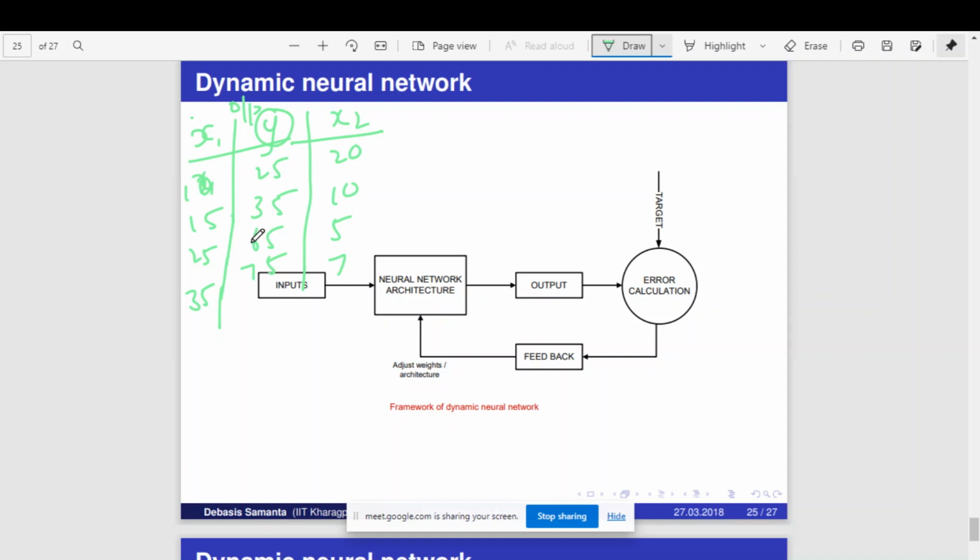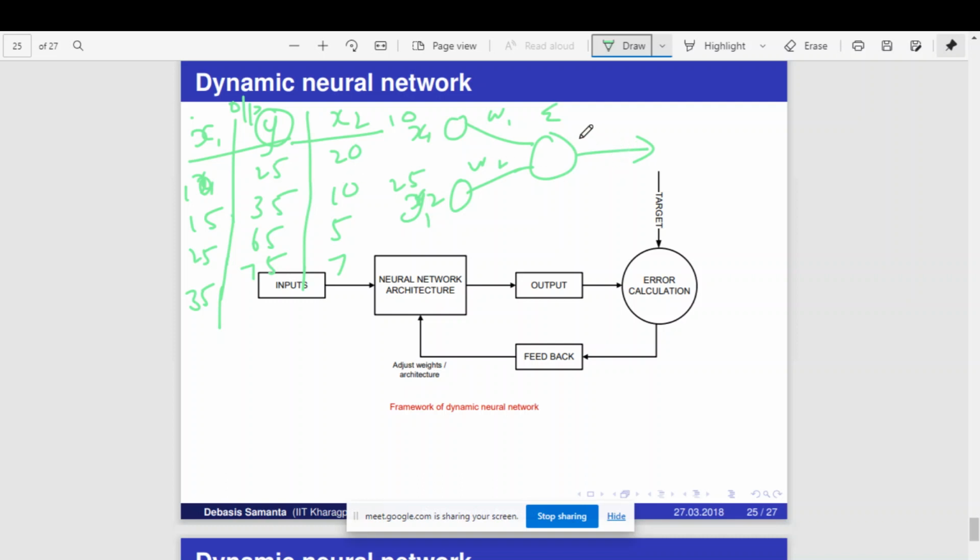Say, for example, we have designed a neural network for this. The inputs are x1 and x2, and there is some weight connected with these, w1 and w2. There is also some activation function, and this activation function produces the output, right? Assume that x1 is 10 and x2 is 25, it should produce an output of 25, right?